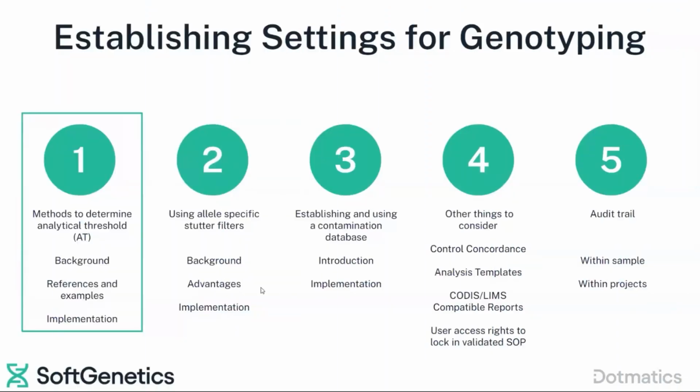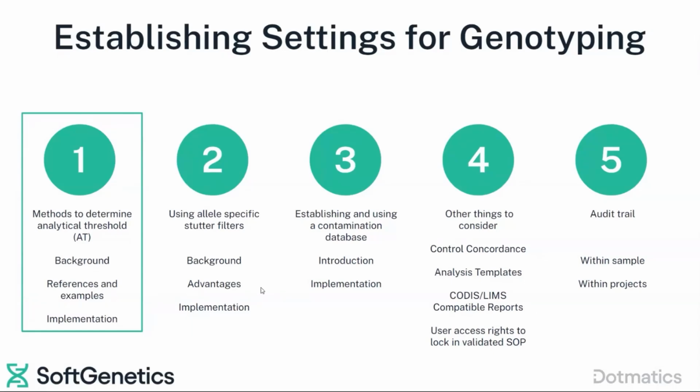We have 5 major areas that we want to look at today. The first one would be methods to determine the analytical threshold. We'll go into some background on this. There are a variety of different ways of establishing analytical threshold. And more recently, with the sensitivity of the PCR kits and the CE instruments, improvements in background noise have been made, and so analytical thresholds in general are lower than they used to be. So we'll look at determining analytical threshold.